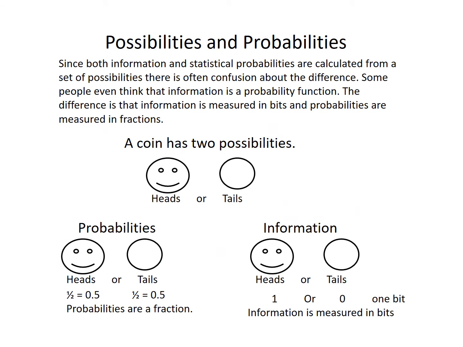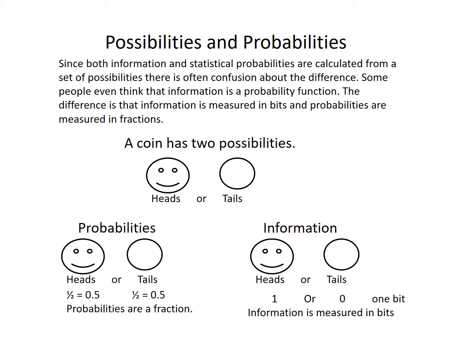Possibilities and probabilities. Since both information and statistical probabilities are calculated from a set of possibilities, there is often confusion about the difference. Some people even think that information is a probability function. The difference is that information is measured in bits and probabilities are measured in fractions. Thus, if you flip a coin, there are two possibilities, heads or tails. So looked at in terms of probabilities, what is the probability of heads? It is 1 out of 2, or 0.5.